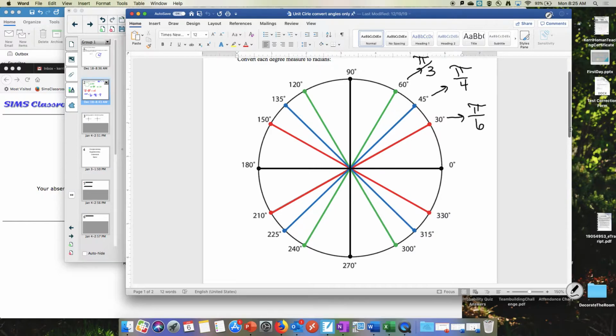Okay, so what I want you to do, and how about we divide and conquer here? At your table, maybe divide up into the different quadrants. Like I'll take quadrant 2, I'll take quadrant 3, I'll take quadrant 4, I'll take these angles that are on the x and y axis. Divide up which angles you're going to find, and I'm going to give you 2 minutes to get all of these converted to radians. Okay, 1, 2, 3, go.